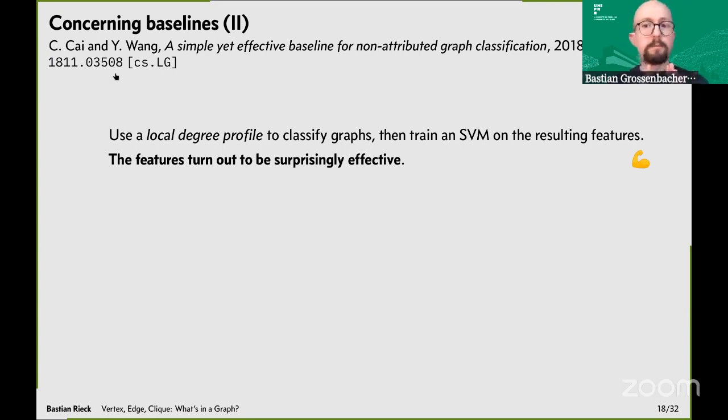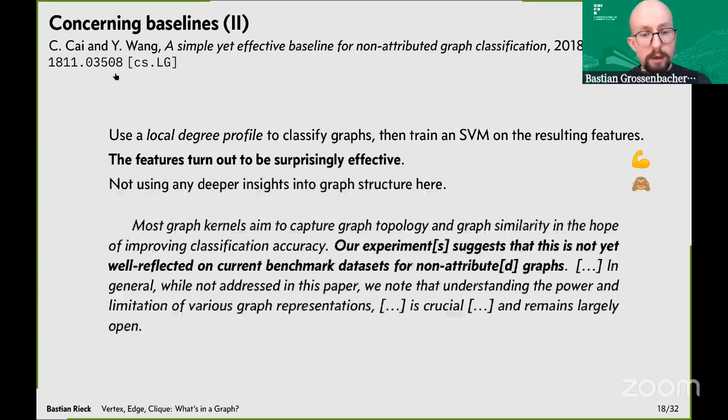This is already dangerous because in deep learning, we are following the paradigm that features should be learned, right? Features should not be handcrafted. We left that behind in the 80s or in the 90s. We left that behind when we started doing these deep learning models. But it turns out that these handcrafted features turn out to be surprisingly effective. At the same time, they're also not using any deeper insights into the graph structure.